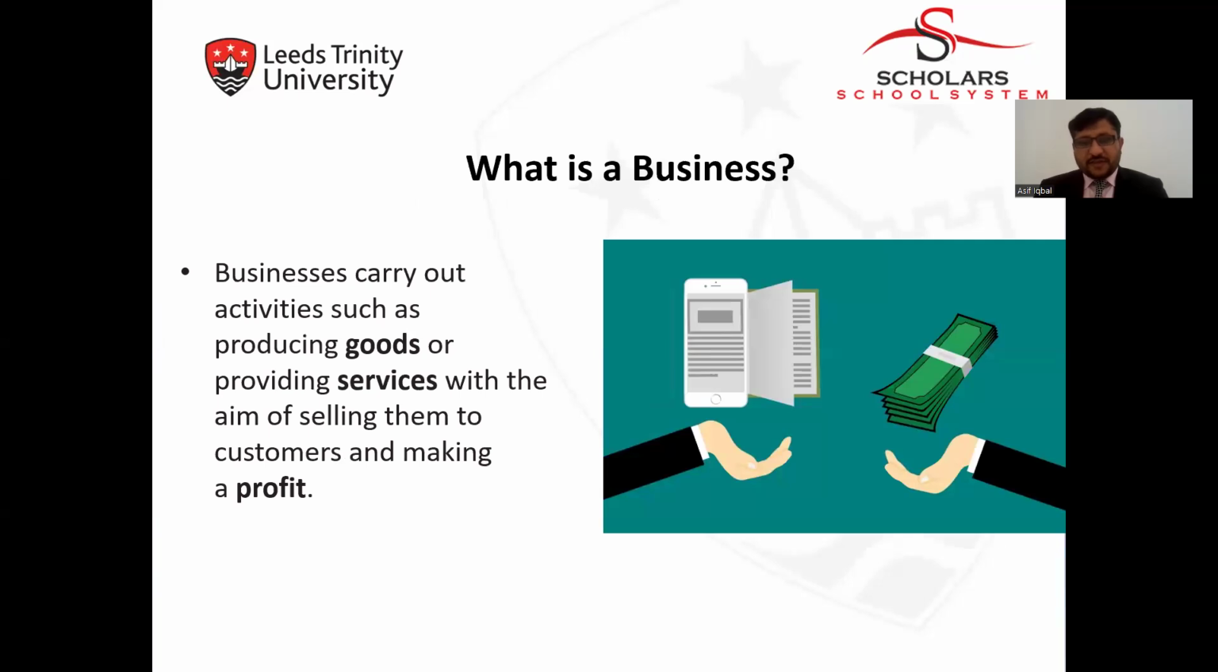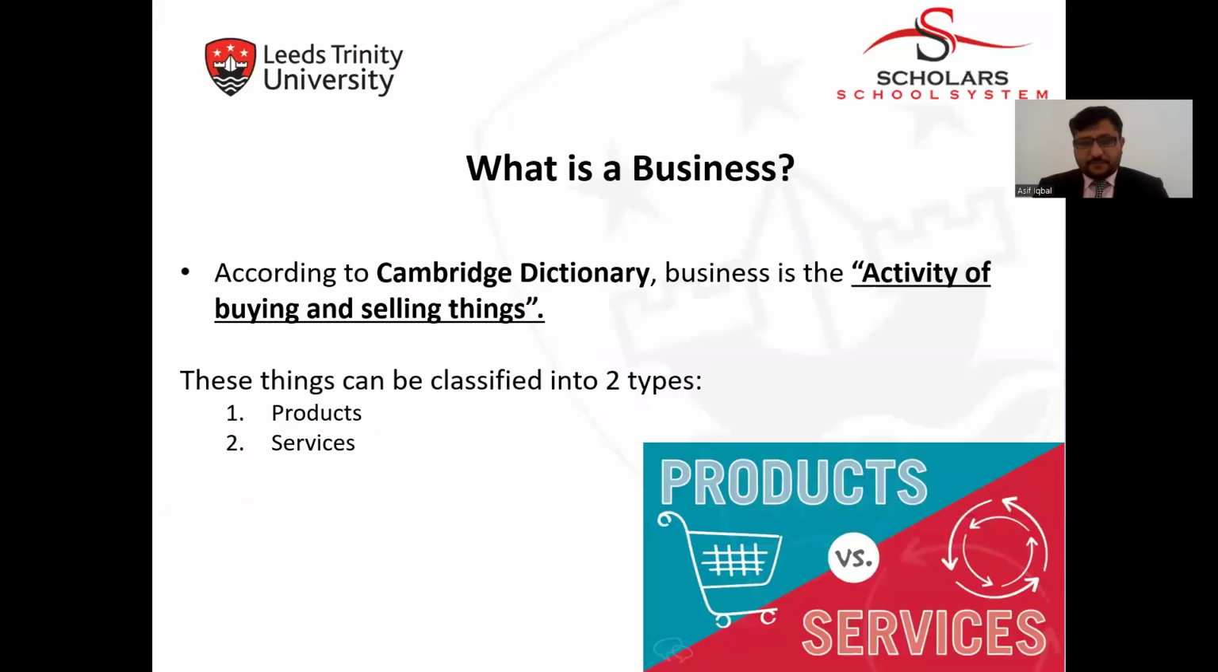So first of all, we will discuss what is business. Businesses carry out activities such as producing goods or providing services with the aim of selling them to customers and making a profit. So the main aim of every business is to generate profit. And how can the business generate profit? By producing goods or providing services. According to the Cambridge University, business is the activity of buying and selling things.